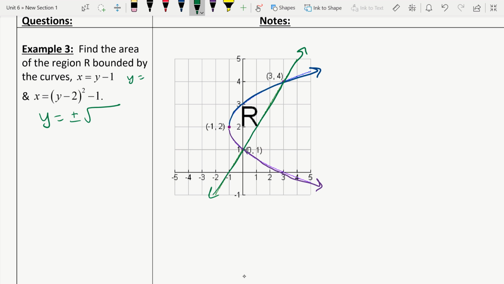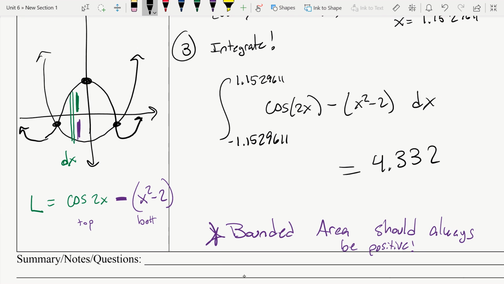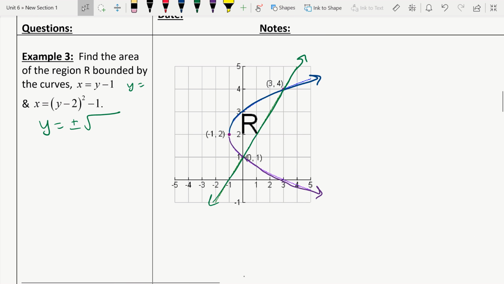You could find this using dx slices. And what I mean by that is, remember how over here I said I want you to make a little infinitely thin slice? I always said if it's vertical, it'd be dx. So the tough part here would be which one is your top and bottom function changes once you get to this intersection point. So from -1 to 0, you have the blue function minus the purple function. Then once you get to 0, you have the blue function minus the green function. Kind of difficult, but can be done.